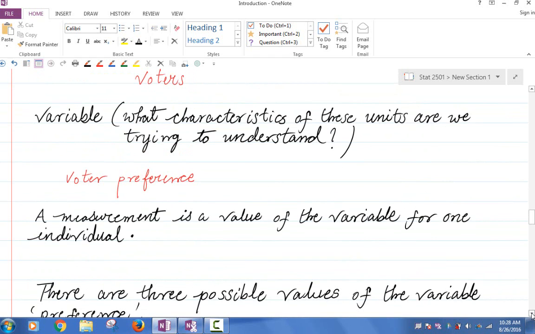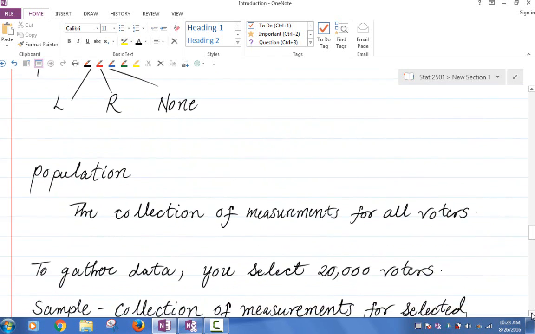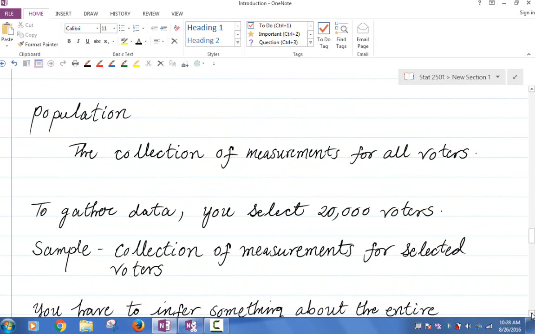Okay, so those are the options, and then the population is what? The population would be the collection of measurements for all voters. Remember, this is the statistical population, not the population of units. So imagine that you asked all the voters what their preference is and collected that. That's the population. But that's too expensive to do, right?